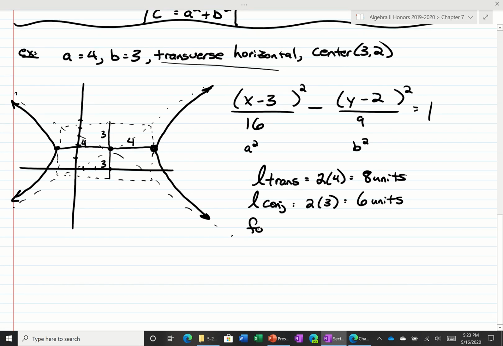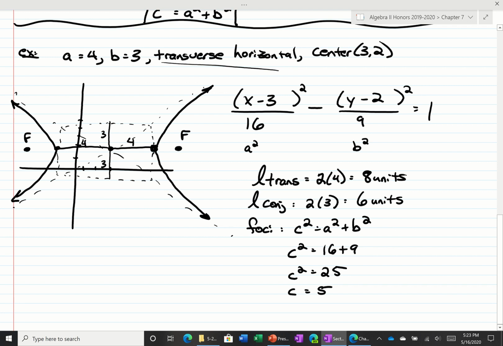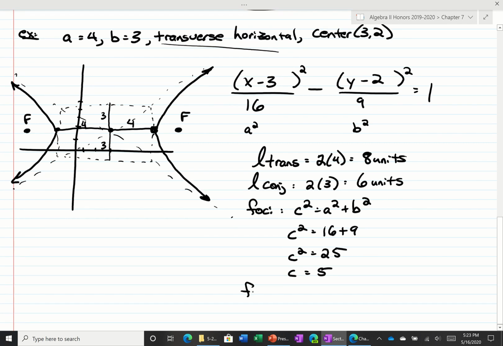Our foci, well, in order to figure that out, we know that c squared is equal to a squared plus b squared. And c squared would equal 16 plus 9, or c squared is 25, which means that c is 5. The foci would be over here and over here. Remember, they're on the transverse axis. So we would say that the foci coordinates would be our center, but we're going to be adding and subtracting 5 to the x value. So this would be what our focus coordinates would be.